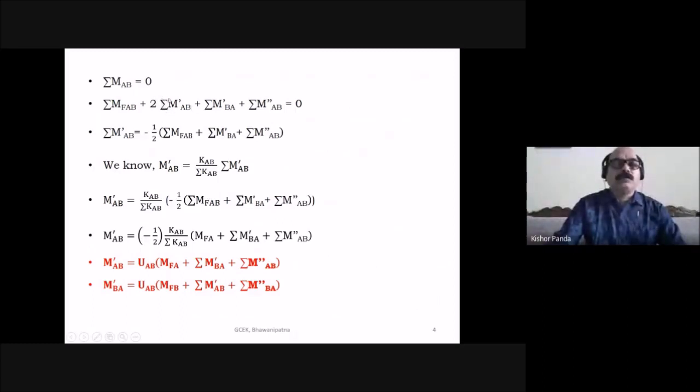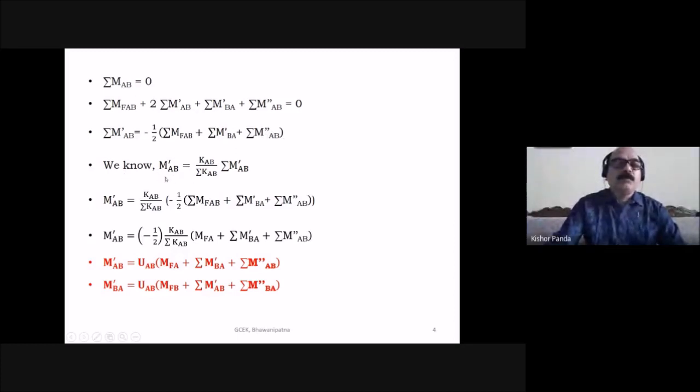What is summation of M dash AB? Find out this value. The summation of M dash AB is equal to minus half. So when we take the opposite side, summation of MFAB, and this is summation of M dash BA, and summation of M double dash BA, and this is when we take this side, so minus half. Summation of M dash AB is equal to minus half, summation of MFAB plus summation of M dash BA plus summation of M double dash AB.